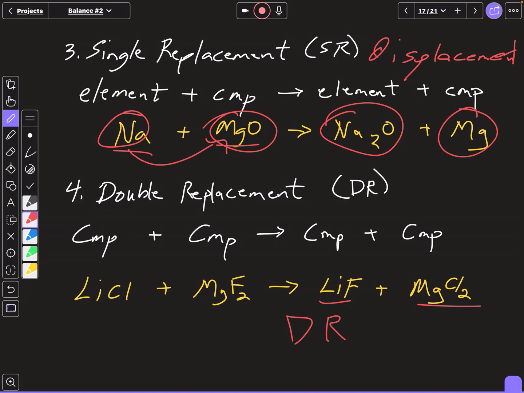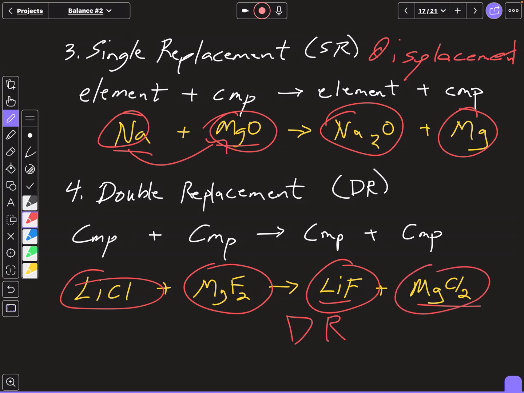A double replacement is whenever you have 2 reactants, 2 products, you have compounds on each side of the arrow. In this example, we got lithium chloride plus magnesium fluoride produces lithium fluoride and magnesium chloride. In this case, chlorine broke off and reacted with magnesium, and then the lithium reacted with fluorine to produce those products. But if you have all compounds, that is double replacement or double displacement.